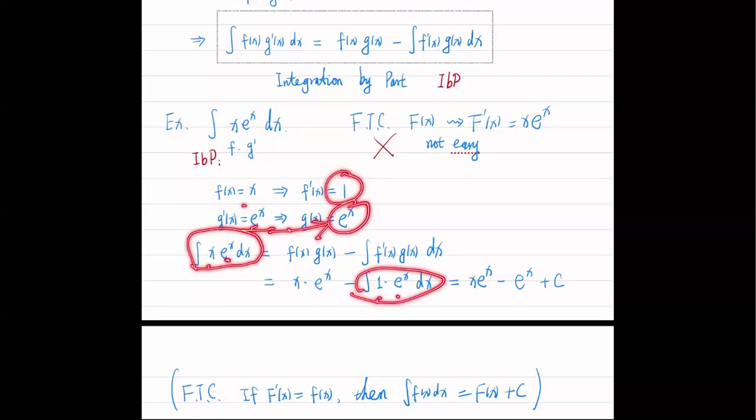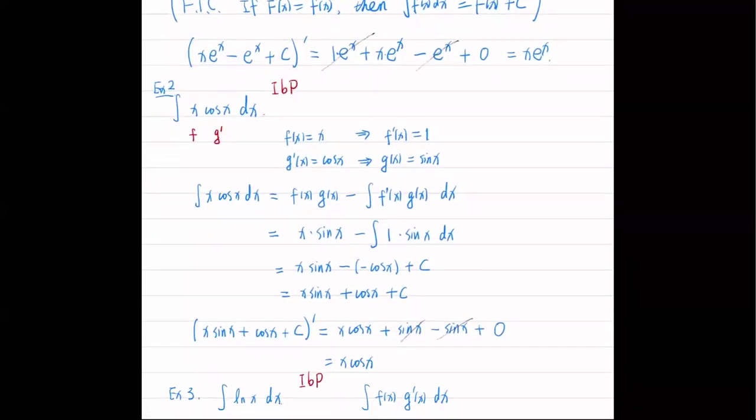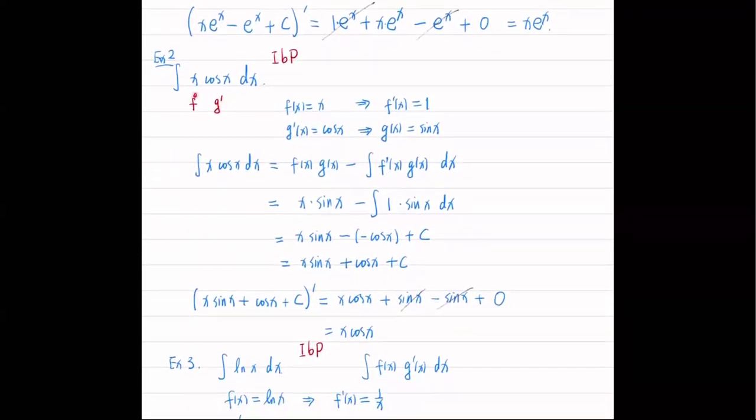Similarly, this one, x cosine x, we identify f and g. The reason for this is the derivative of f becomes simpler. The antiderivative of g is not more complicated. Cosine, sine, they're the same level.